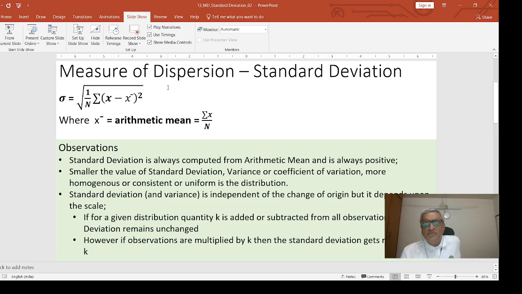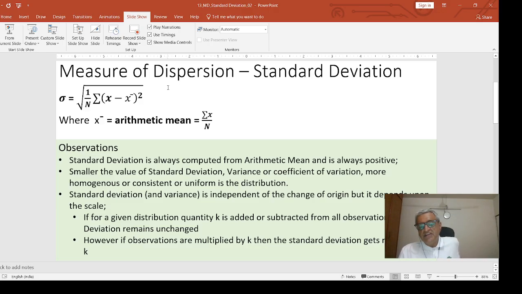Standard deviation is always computed from arithmetic mean and is always positive. So very important. Standard deviation is always positive. Standard deviation is never negative. So when you take a square root, it is the positive square root that you are taking. Okay, so standard deviation is not negative, it is positive.